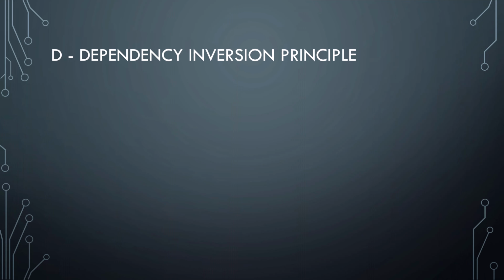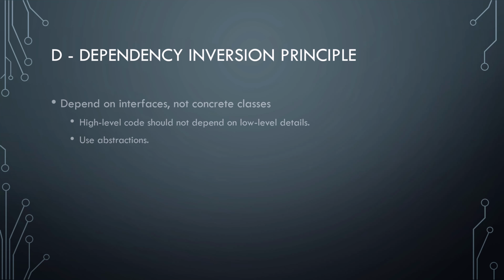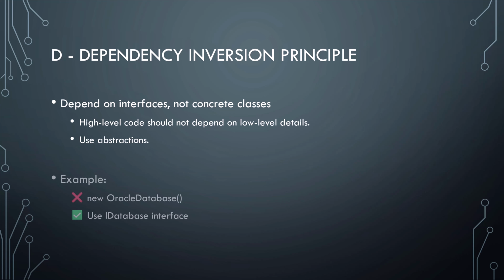Last is D. It stands for Dependency Inversion Principle. This one is very useful. It says, you should depend on interfaces, not concrete classes. Let's say your app uses an Oracle database. Instead of writing code that says new OracleDatabase, you should write it in a way that uses an IDatabase interface. That way, if you want to switch to MongoDB or something else, you don't have to change all your code. Just switch the implementation behind the interface.